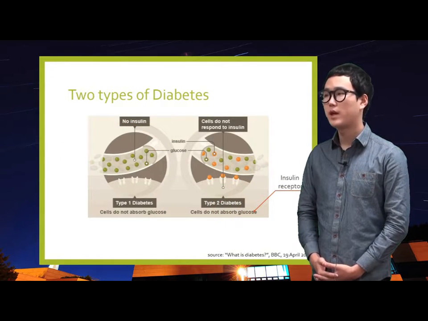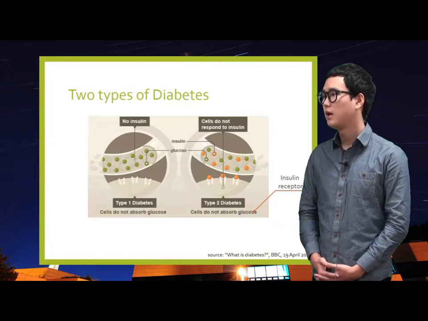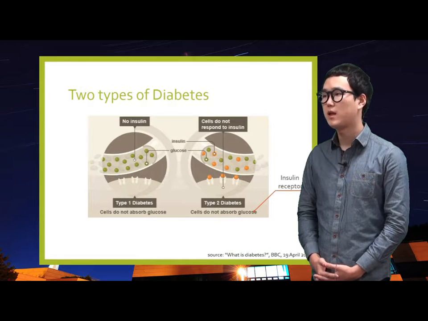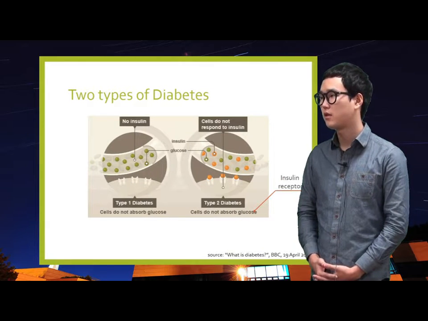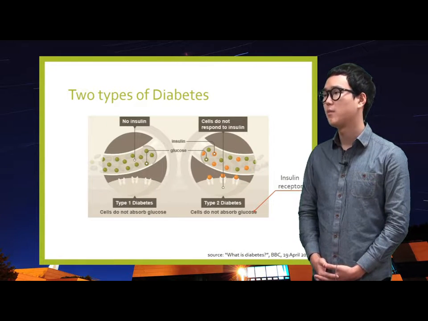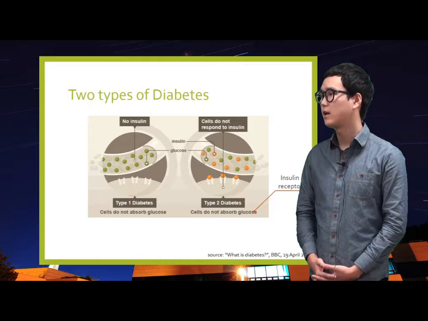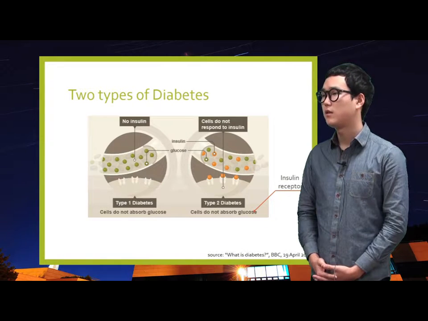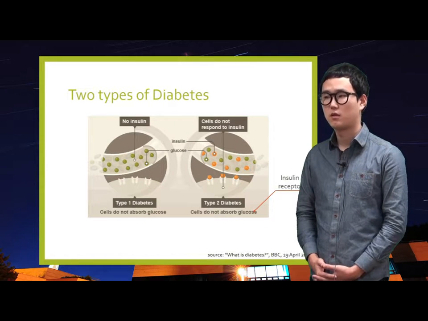There are two main types of diabetes. In type 1 diabetes, the cells of the pancreas stop making insulin. In type 2 diabetes, either the pancreas cells do not make enough insulin or the body cells do not react properly to it. This is known as insulin resistance.